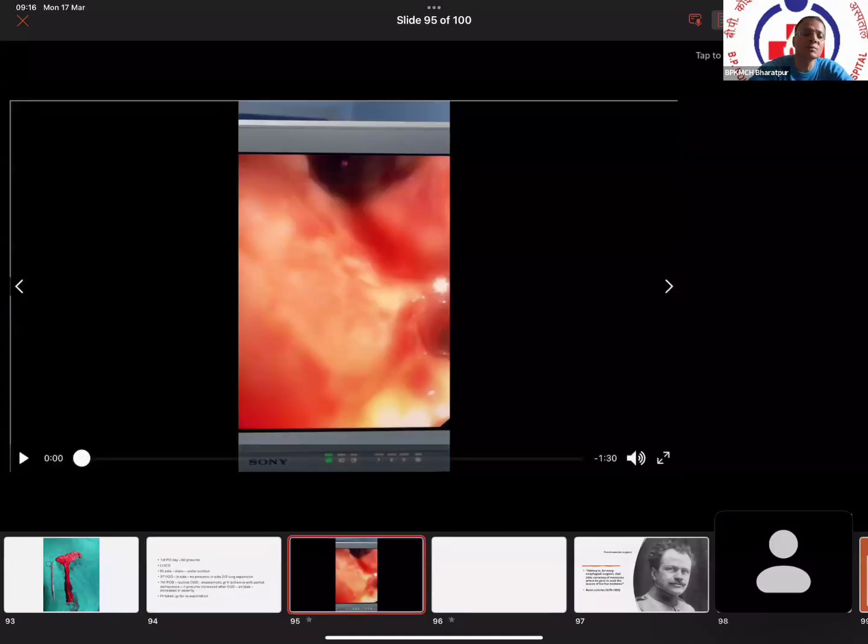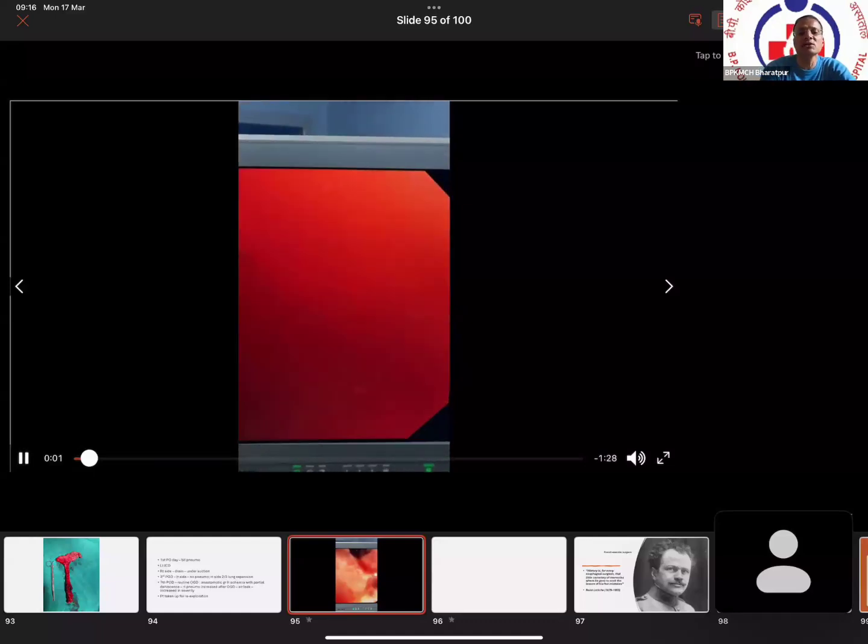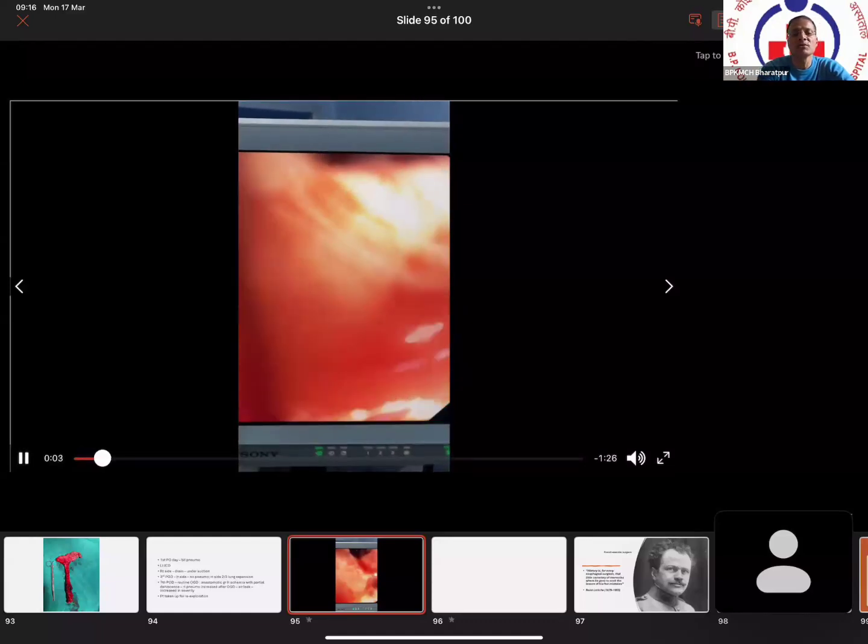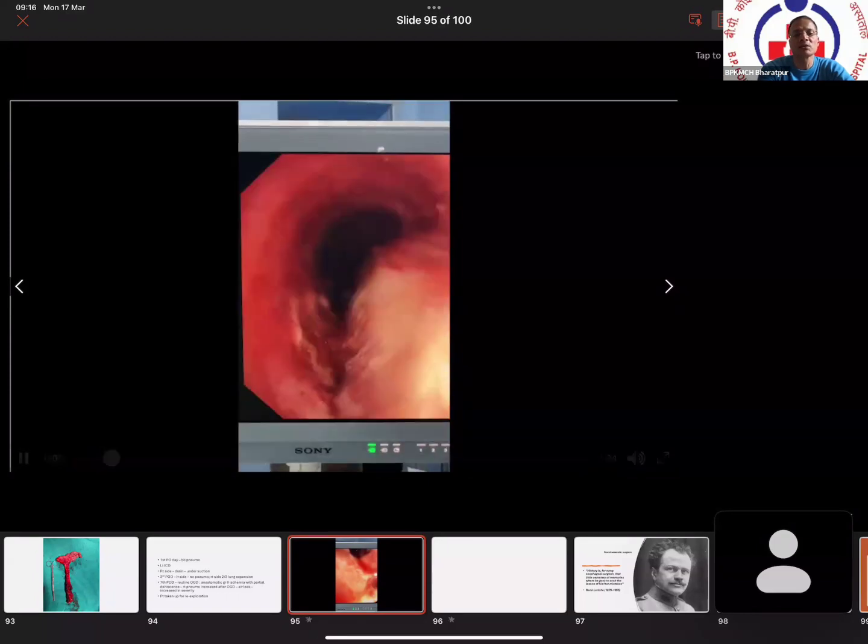So this is a short video of the same patient. We can see this is the endoscopy we did. We could visualize the dehiscence there.